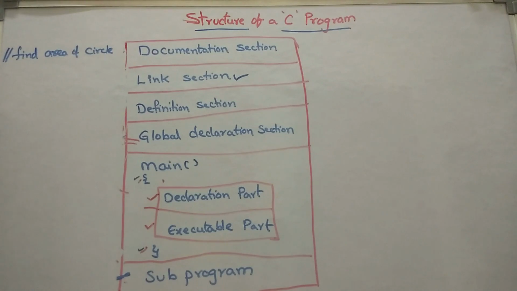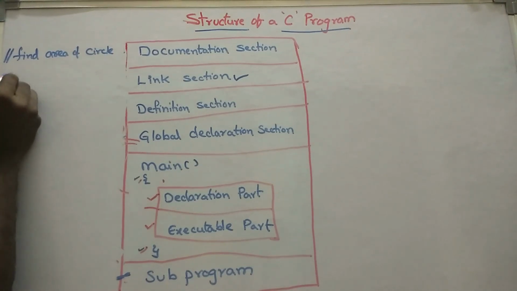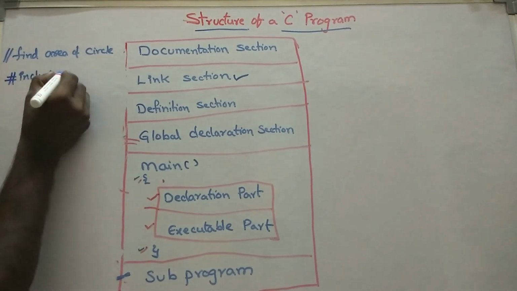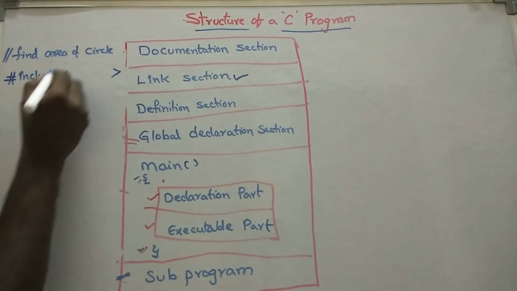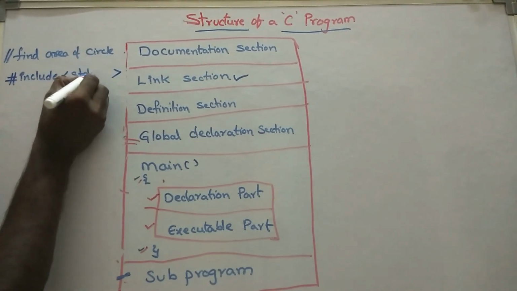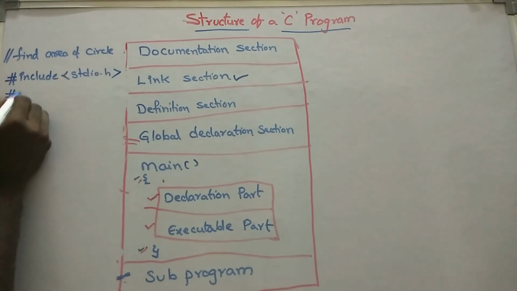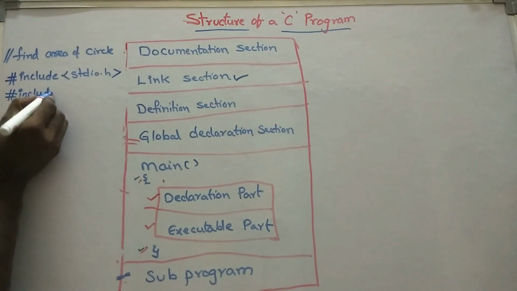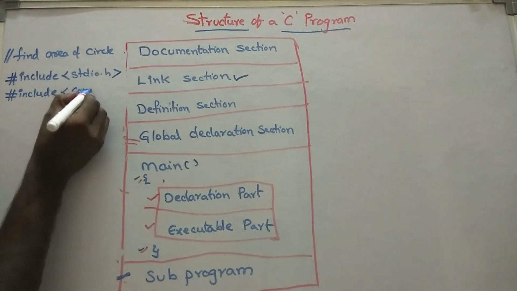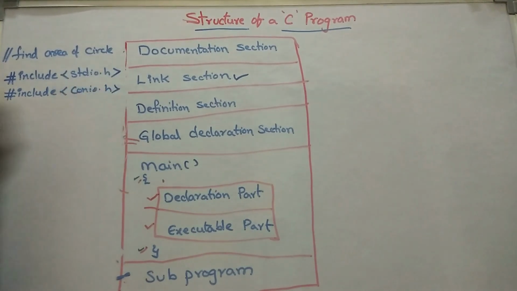Now what is the need of the link section? By using the link section, I include the required header files. Suppose I need one header file, the standard input and output header file. And what is the second header file I have to include? Suppose conio.h. These header files are enough.